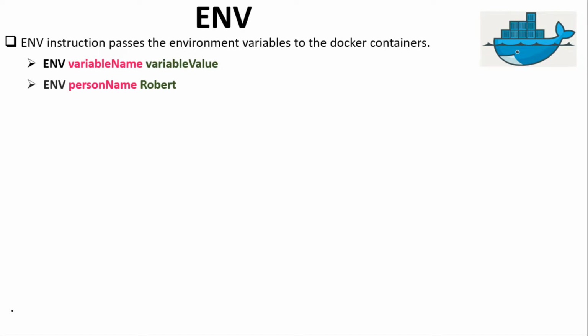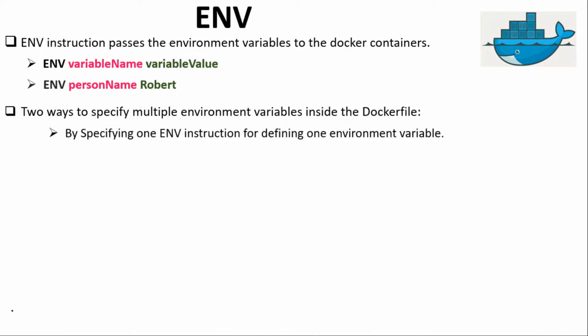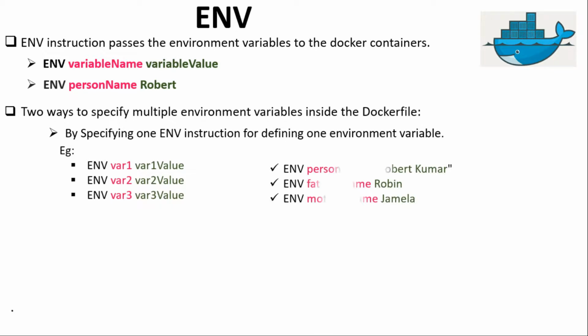Now friends, if multiple environment variables need to be specified for one Docker container, then there are two ways to achieve this. The first one is by specifying one ENV instruction for defining one environment variable. So in this case, if there is a requirement to specify 3 environment variables, then 3 ENV instructions need to be written inside the Dockerfile.